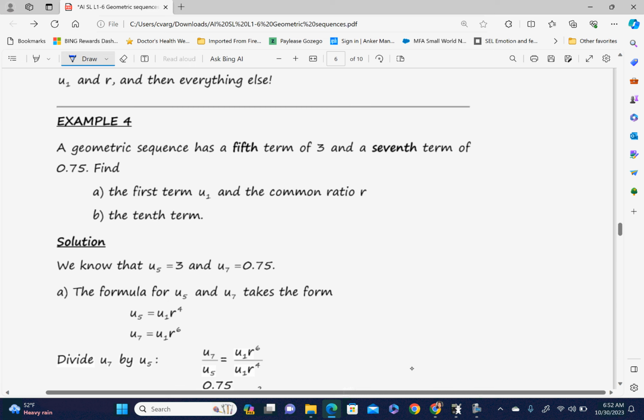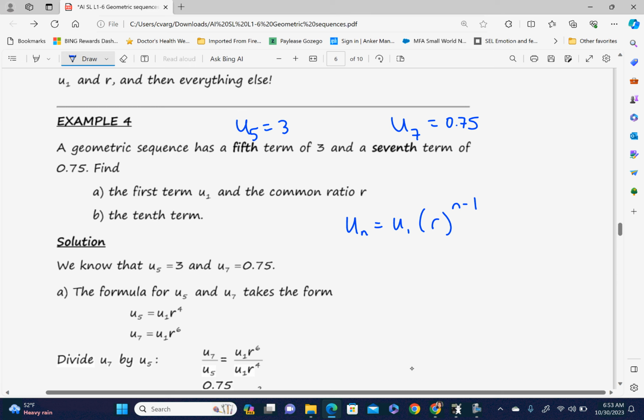So they're telling us that a geometric sequence has a fifth term of 3, so U5 is equal to 3. And they're telling us that it has a seventh term, so U7 is equal to 0.75. And they want us to find U1 and the common ratio, as well as the 10th term, okay? So we're going to take this right here, and we're going to plug this into our formula, right? So our formula, again, is UN is equal to U1 R to the n minus 1. So let's go ahead and plug in what we know, right?